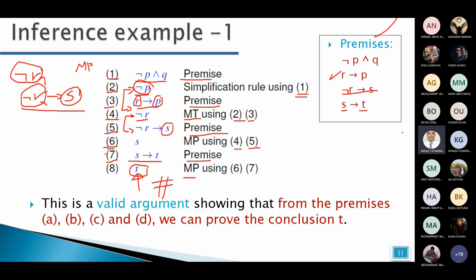Okay, one question. Is it necessary to use all the premises? No, not necessary. The most important is to get the conclusion. If you get the conclusion from 2 or 3 premises, it's okay. If you have some extra premises, it's okay. But we can get the conclusion. So the most important is to get the conclusion from the existing premises. So we get the conclusion. This means it's a valid argument.